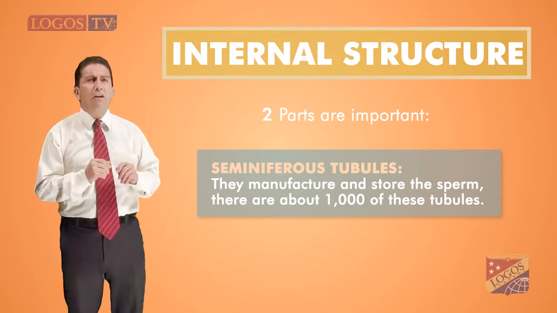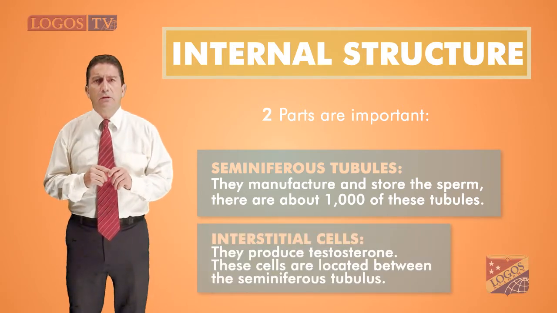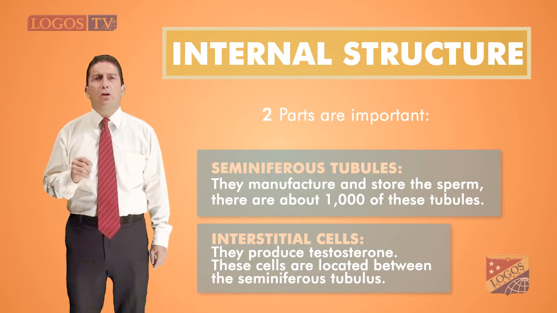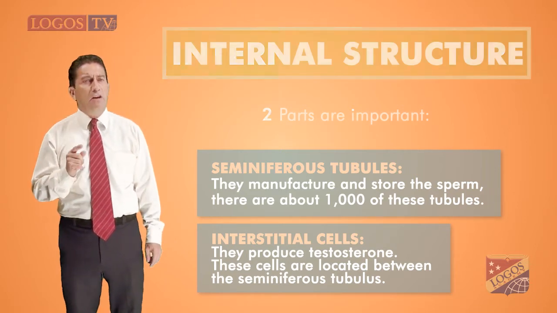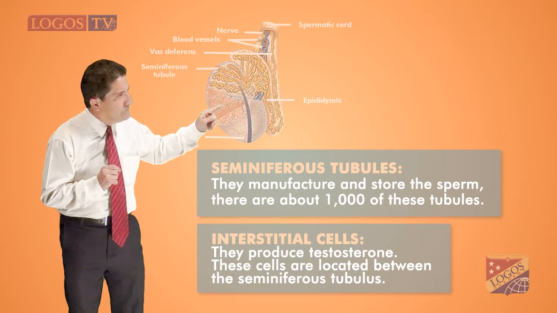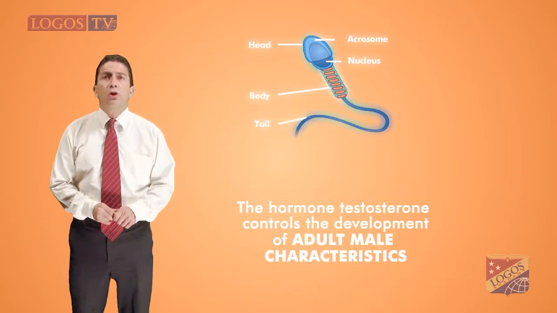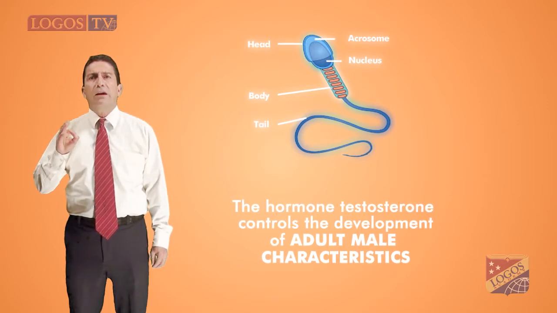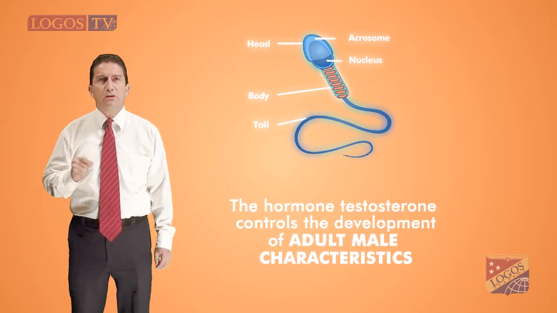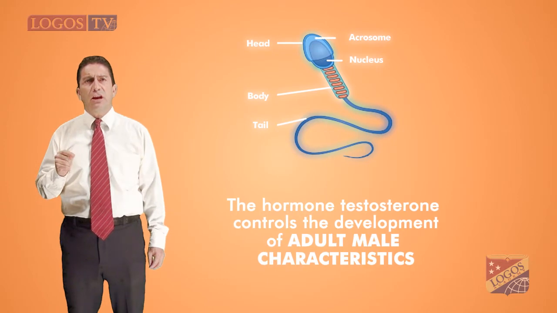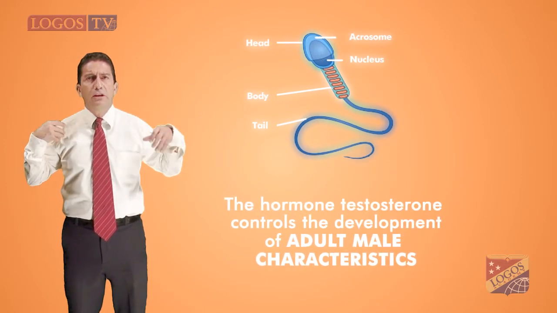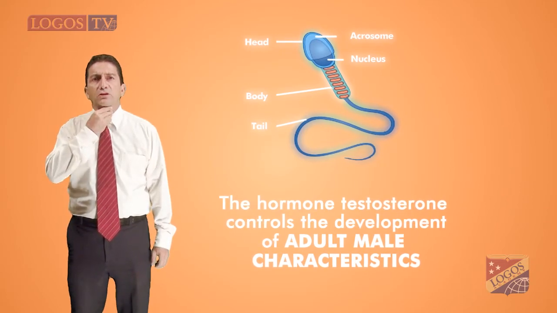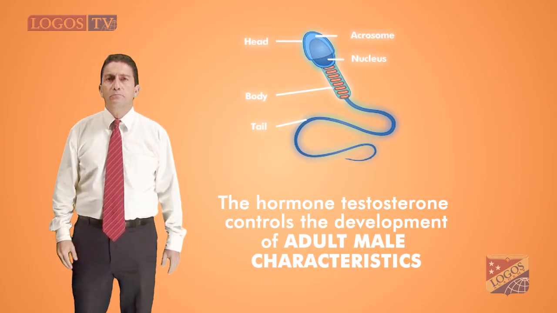And then we have the interstitial cells. They produce testosterone. These cells are located between the seminiferous tubules, as you can see here. The hormone testosterone controls the development of adult male characteristics. These include different things such as the broadening of the shoulders, the ability to produce sperm, the deepening of the voice, and facial hair.